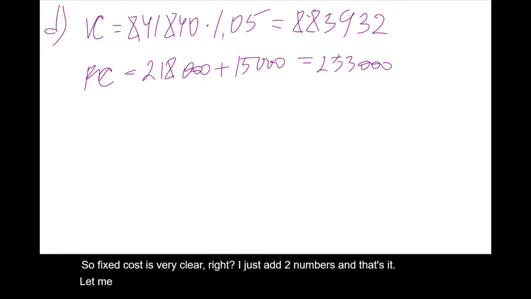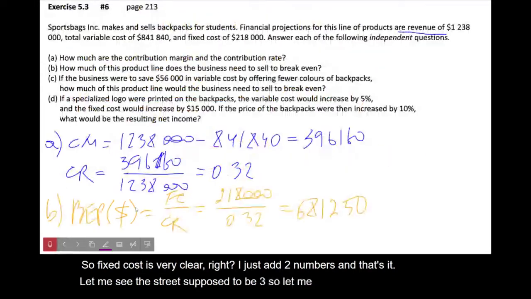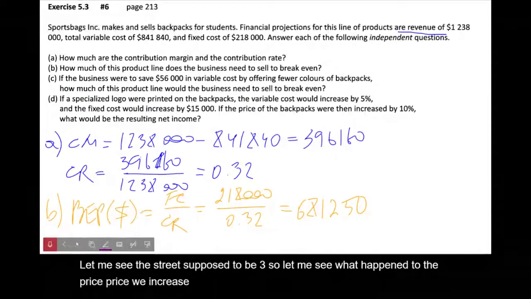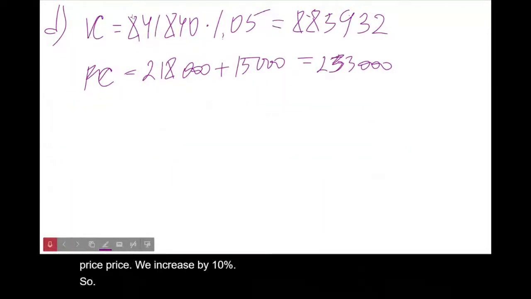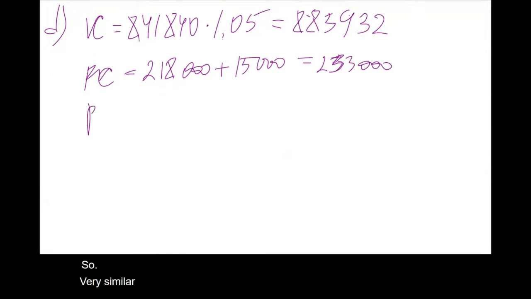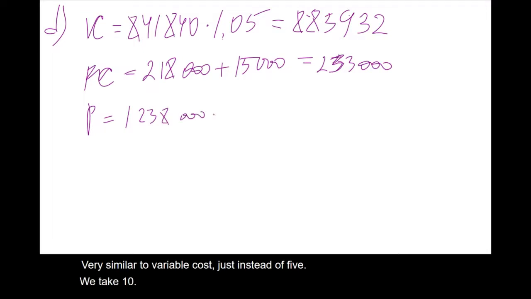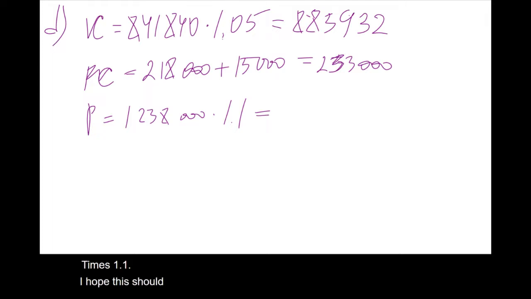Let me see, that's supposed to be 3. So let me see what happened to the price. Price we increased by 10%. So very similar to variable cost. Just instead of 5, we take 10, times 1.1. I hope this should be clear now, right? Right, right. Okay.